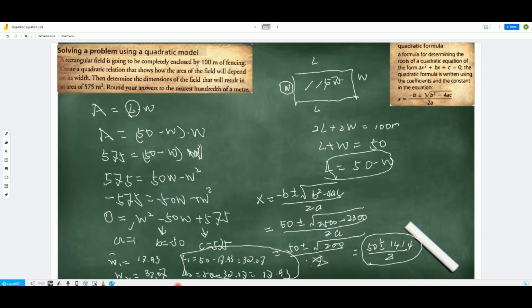And then the other pair also satisfies the area of 575. So yeah, that's good. Let's move to the summary.